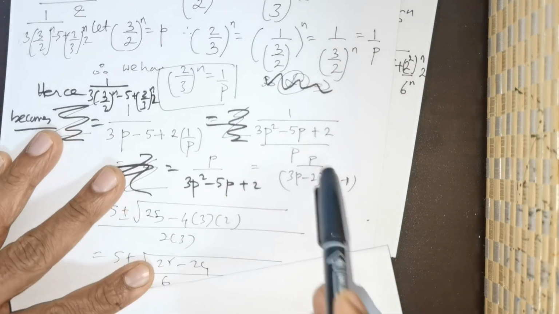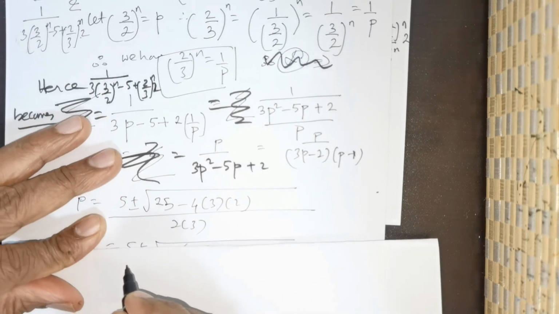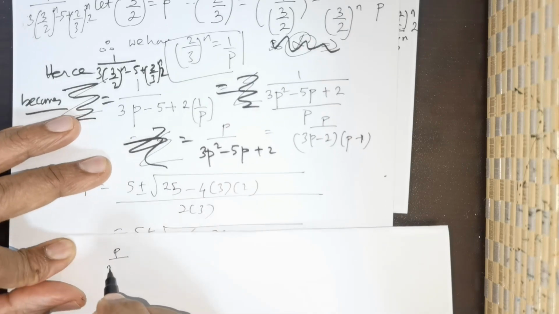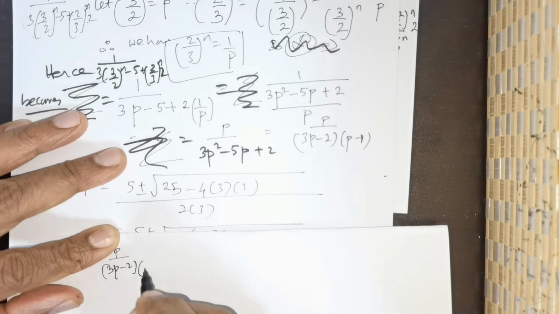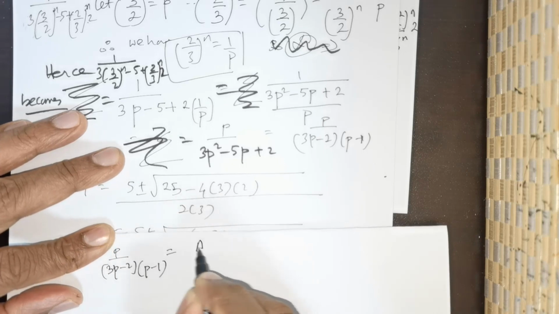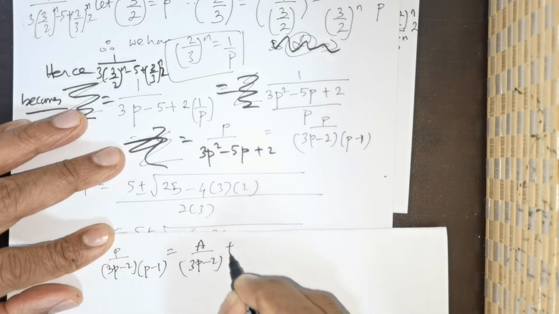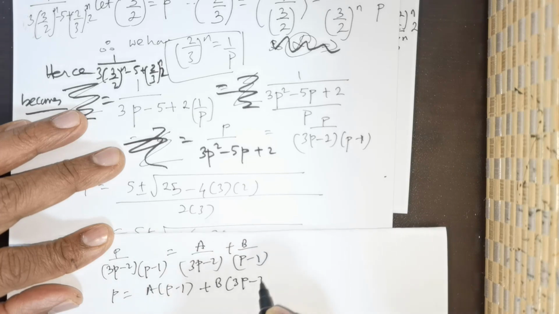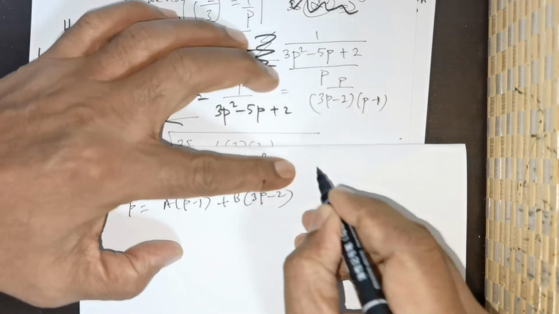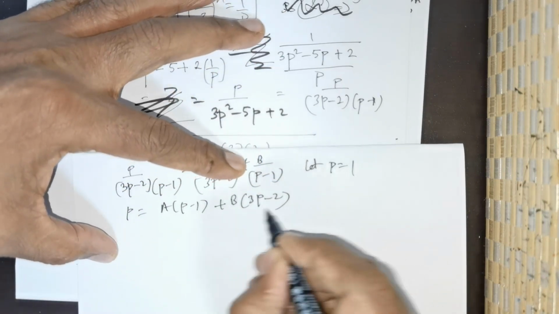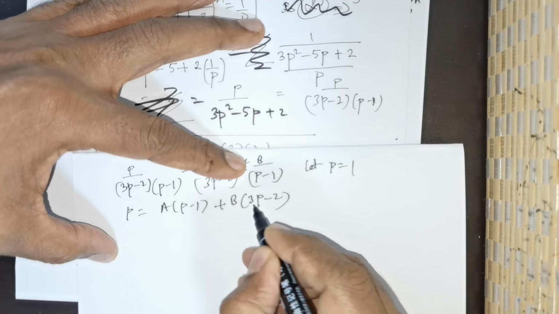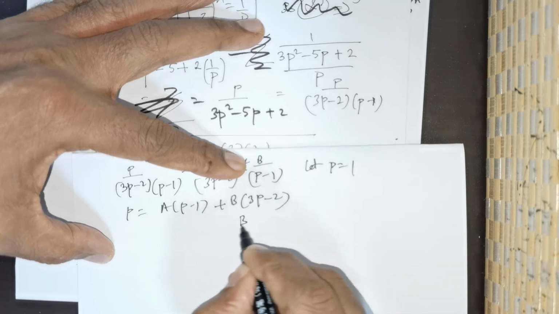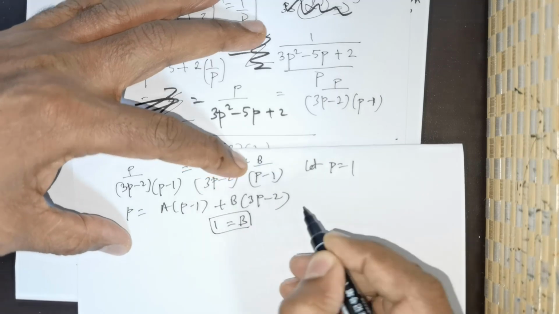So this quantity which you see here is going to be rewritten using partial fractions. I'm going to write p divided by 3p negative 2 multiplied with p negative 1 is equal to A over 3p negative 2 positive B over p negative 1. Cross multiply, you get p is equal to A times p negative 1 positive B times 3p negative 2. I want to make one of the terms equal to 0, so let p is equal to 1. This vanishes, and this is going to give you 3 minus 2. That means B is equal to 1.